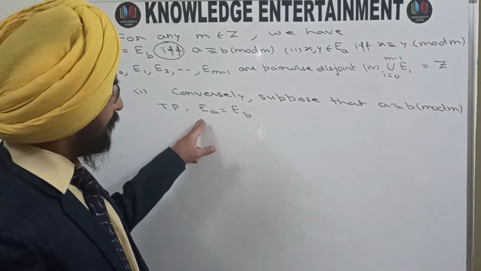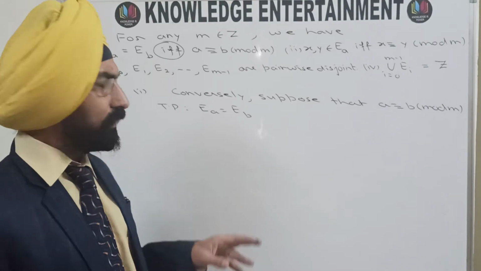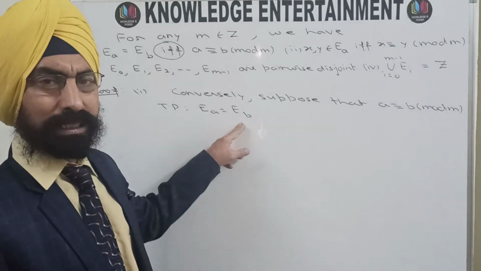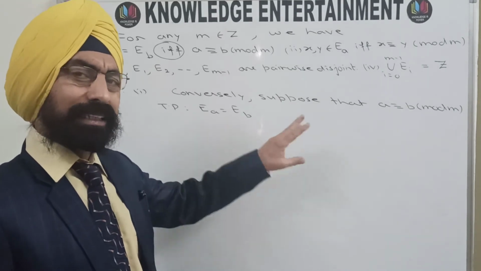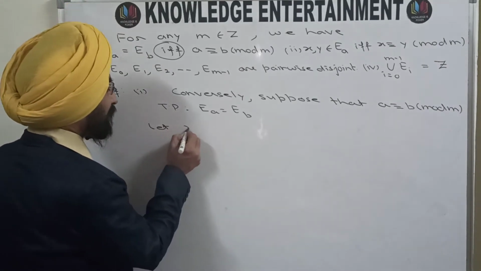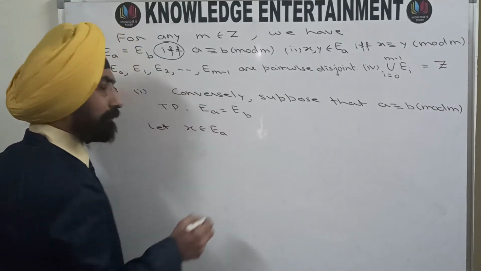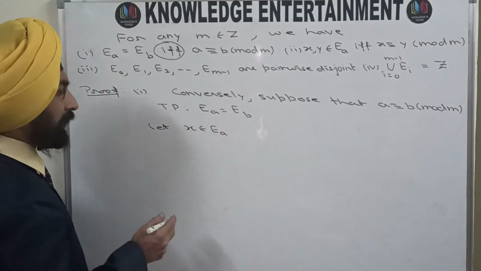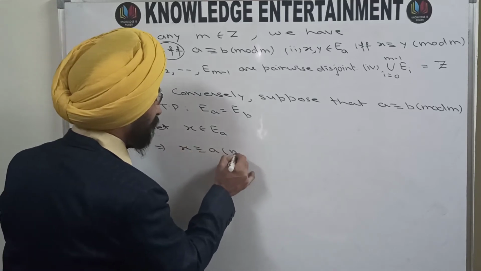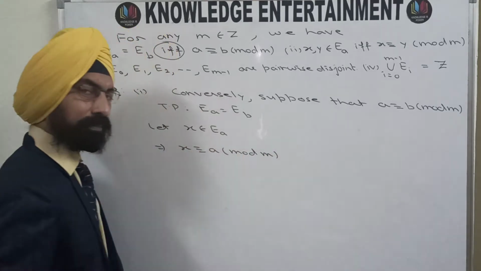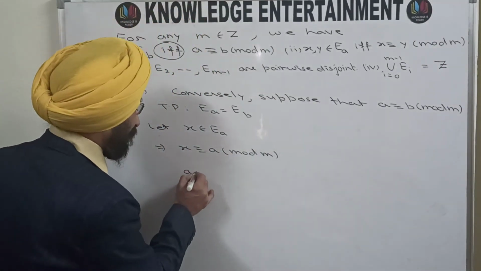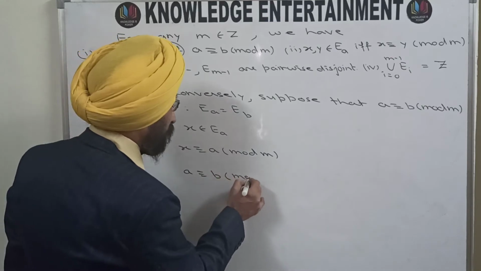So first we will show that EA is a subset of EB. For that we will take one element from EA and we will show that that element belongs to EB, and that will prove that EA is a subset of EB, and similarly we will do it the other way. So let X belong to EA. If X belongs to EA, by the definition of EA, X is congruent to A modulo M. But we are given that A is congruent to B modulo M.